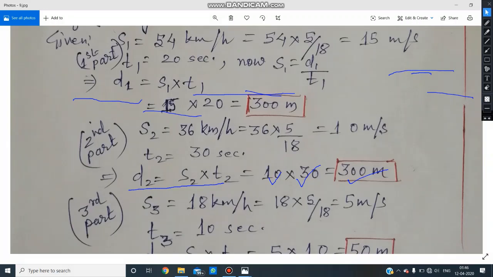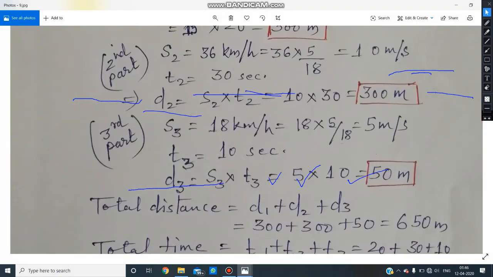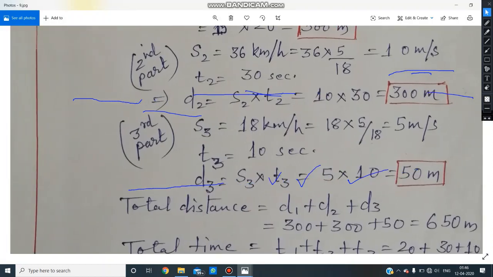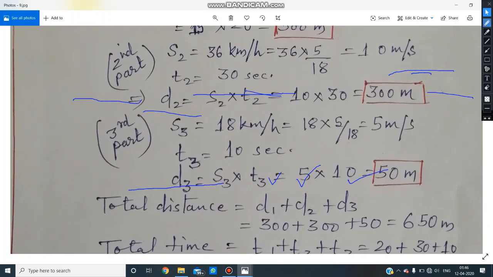Now coming to the final section of the calculation. The third part distance, d3, is equal to speed multiplied with time. The speed has been calculated with this value, 18 km per hour, which is finally converted into 5 meter per second. Now this 5 we have put here. The time is 10 seconds, and the answer for this part of the distance comes to be 50 meter.